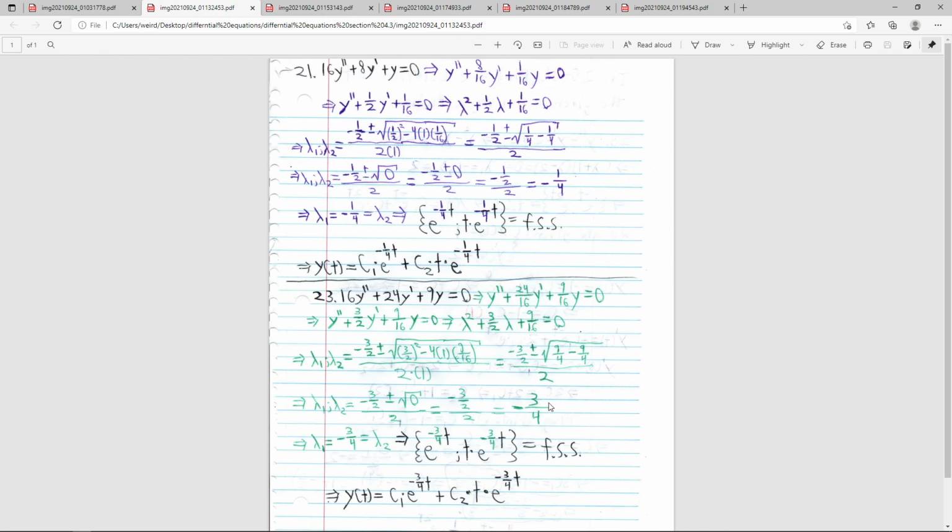Then we have e to the negative 3/4 t and t times e to the negative 3/4 t as a fundamental set of solutions. So y at t equals c1 times e to the negative 3/4 t plus c2 times t times e to the negative 3/4 t.